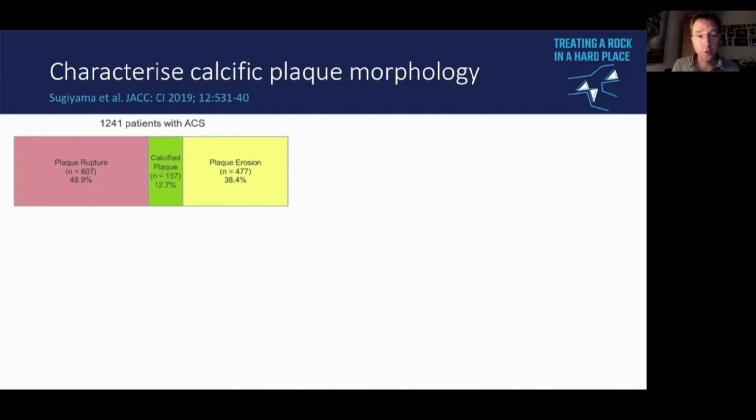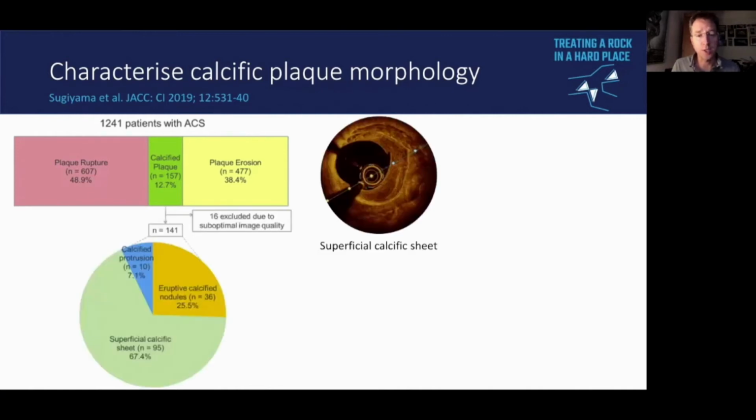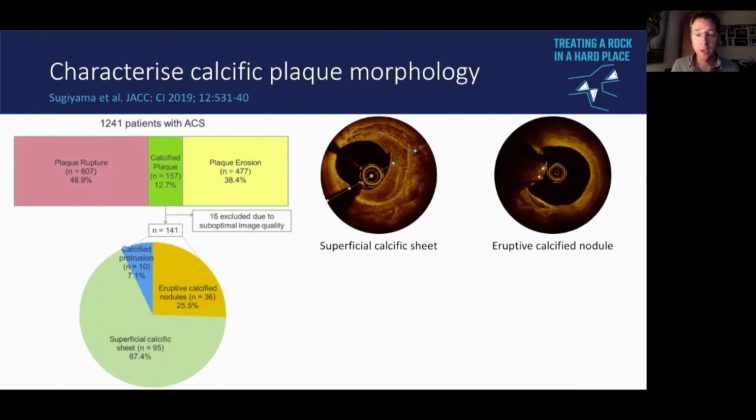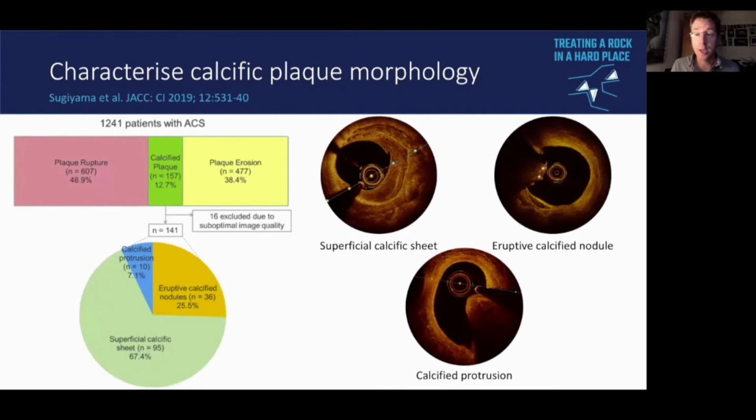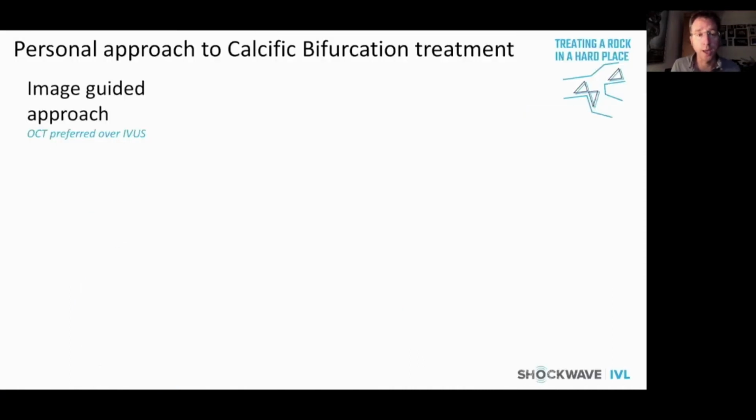Beyond that, I think there is a role for the need to characterize calcium, and here, very beautifully shown in a cohort of over 1,200 ACS patients, we see that there are a number of different types of calcium that we may have to treat. Superficial calcific sheet, eruptive calcified nodule, calcified protrusion, and it may be that we need to use different adjunctive technology or combinations of adjunctive technology when faced with this type of calcium.